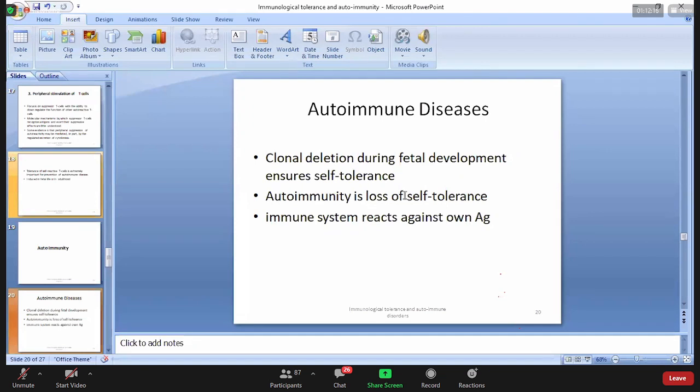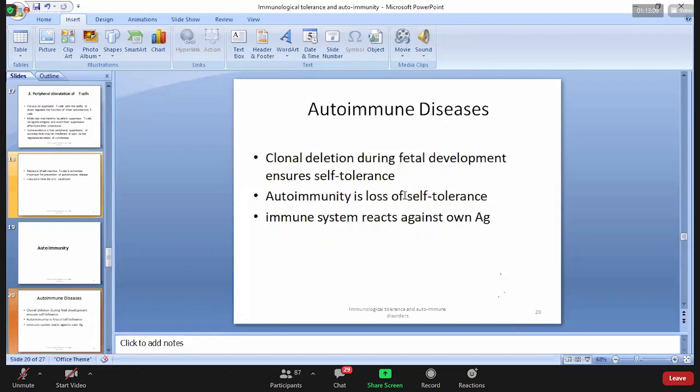So number three, discuss the three mechanisms that ensure that there is a successful peripheral immune tolerance.